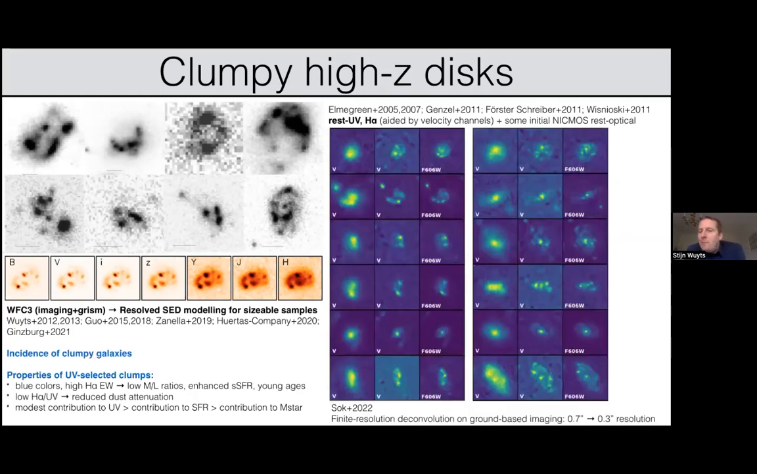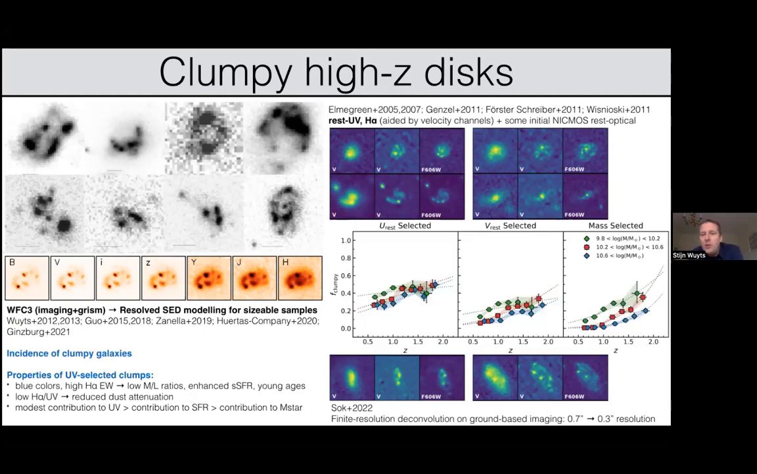Now, one paper still on the incidence of clumpy galaxies that I wanted to highlight, a recent one, is in fact not based on HST imaging, but ground-based imaging, where a finite resolution deconvolution was applied to bring the 0.7 arc second image quality data to a target 0.3 arc second resolution, still modest compared to HST, but when comparing this middle deconvolved column to the right HST images available for the same galaxy, you find that there is a reasonable match. And the benefit is that this opens a door to much larger sample statistics.